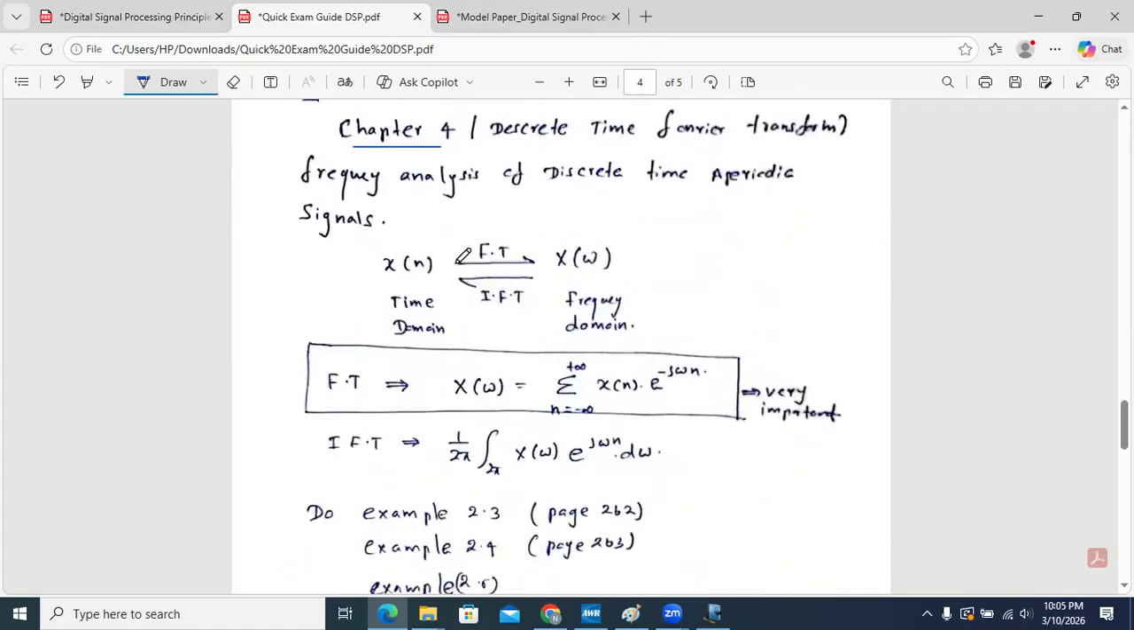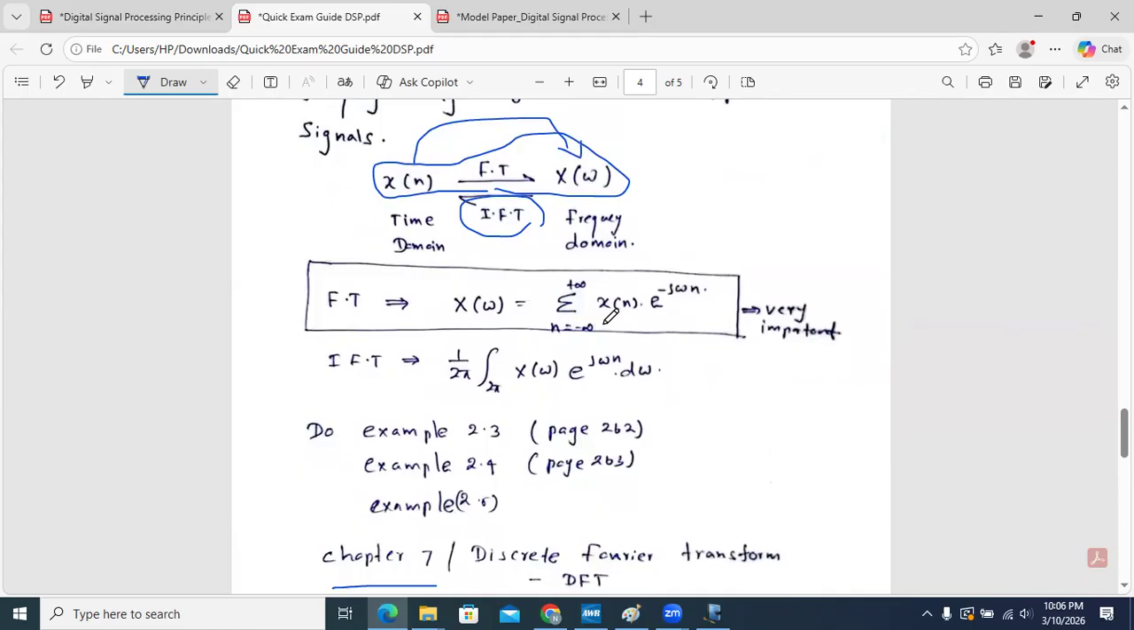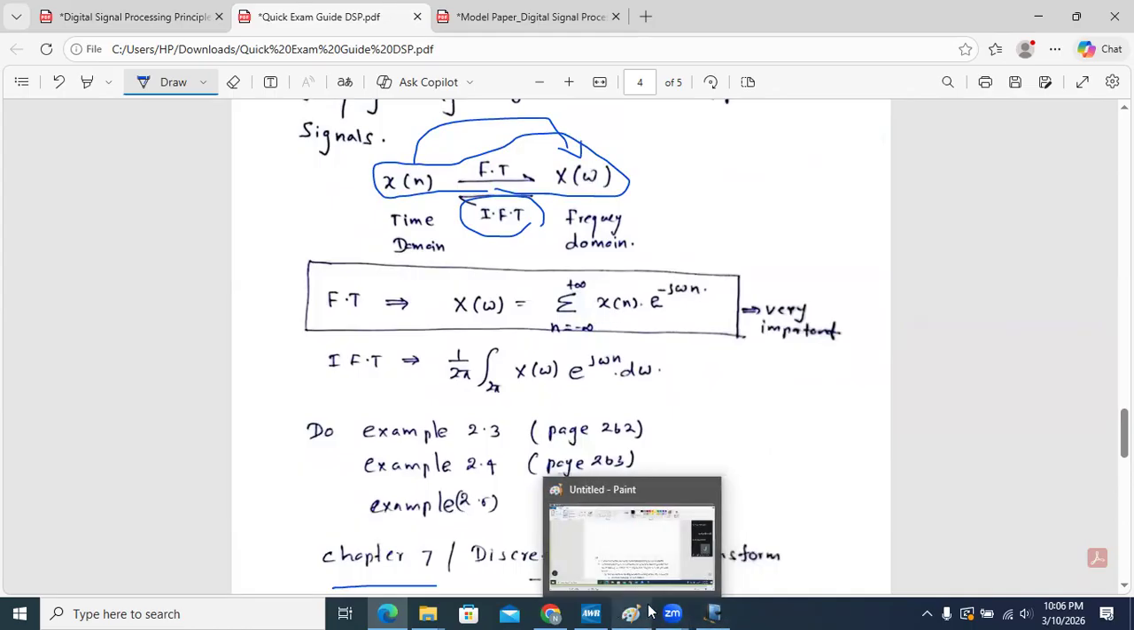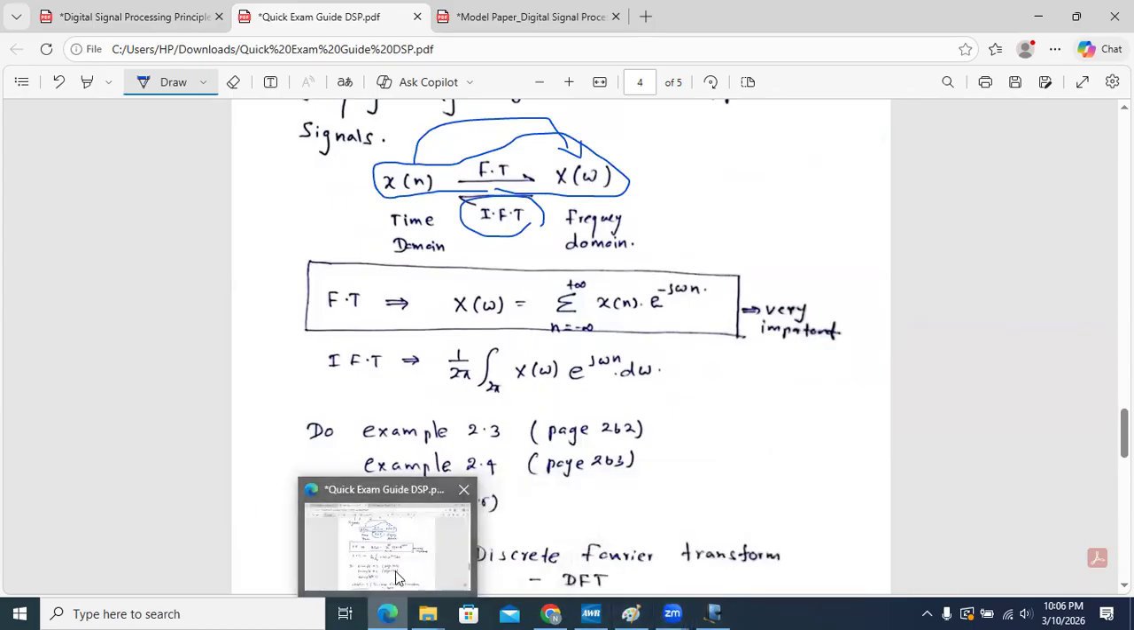So x[n] you can convert to the frequency domain, and again using the inverse Fourier transform, you can convert this frequency domain back into the time domain. In this question, you are not asked to find the inverse Fourier transform, only to find the Fourier transform, that means time domain into frequency domain. So this is the equation for the Fourier transform. Very easy one. You can apply that very simply.